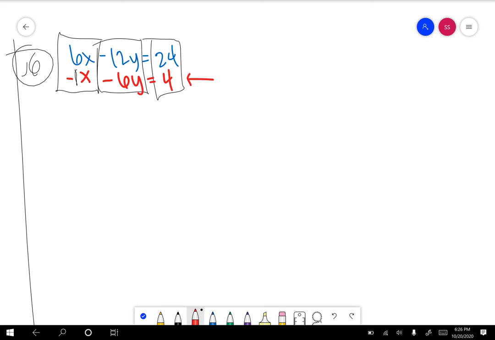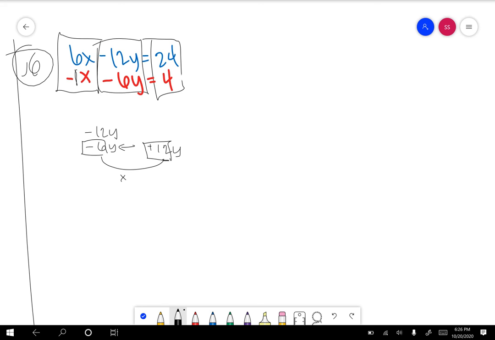Let's do our y's. Yeah, so we're going to want to cancel out the y's. So we want our y's to be opposite of each other. Okay, and let me just write them out right here. We have negative 12y right now and a negative 6y. We want to get that negative 6y into a positive 12y. So how do we get from negative 6 to positive 12 with multiplication?